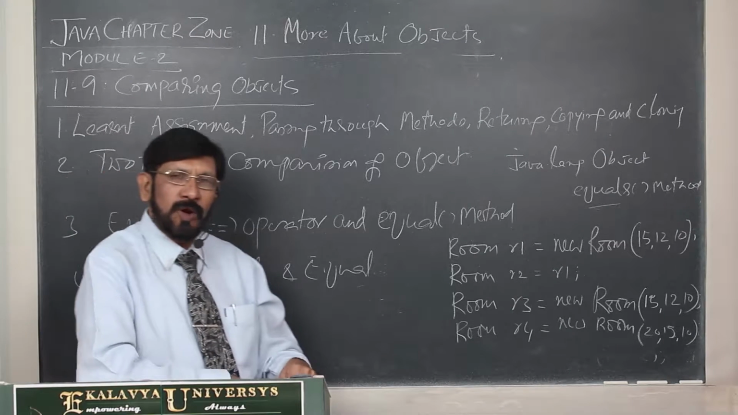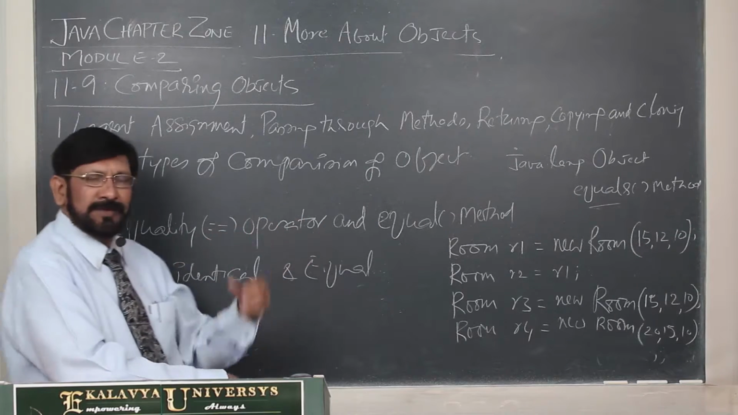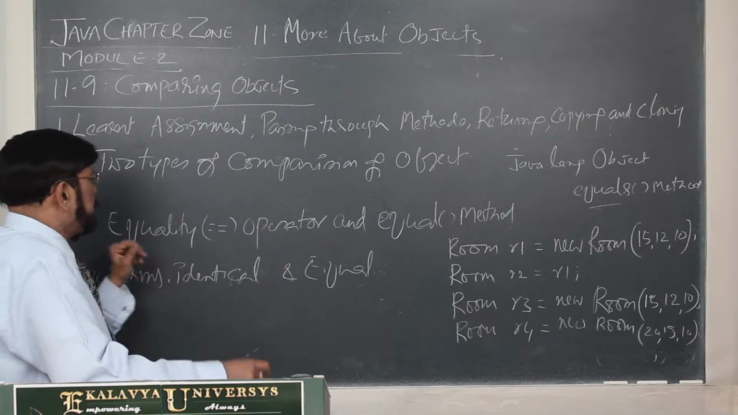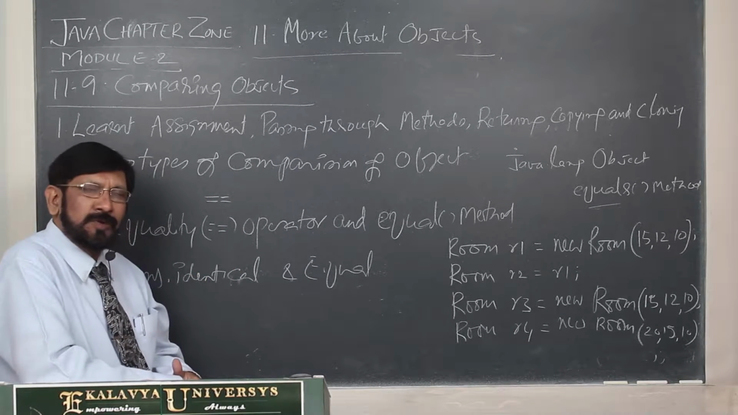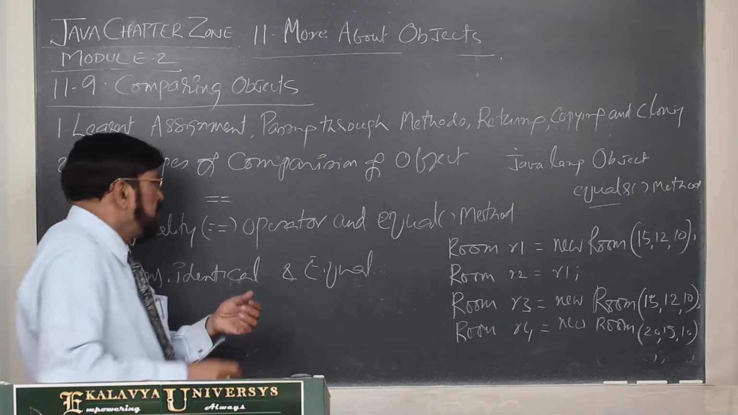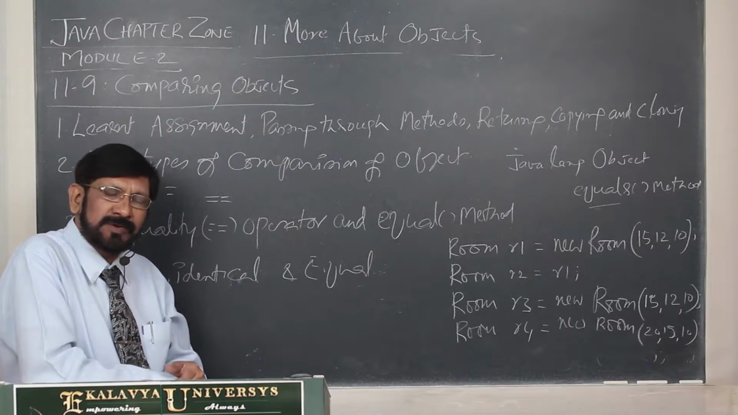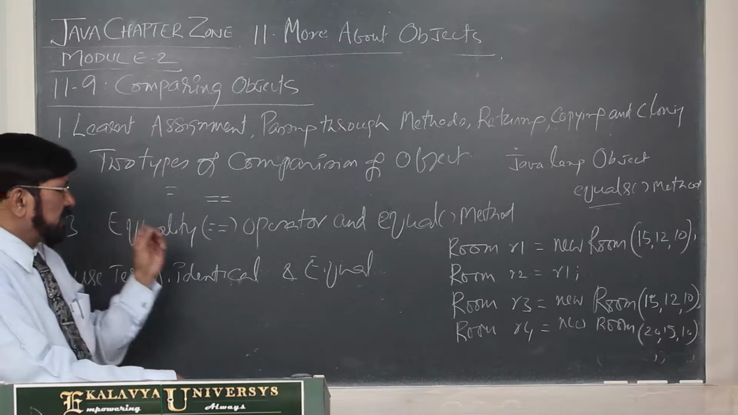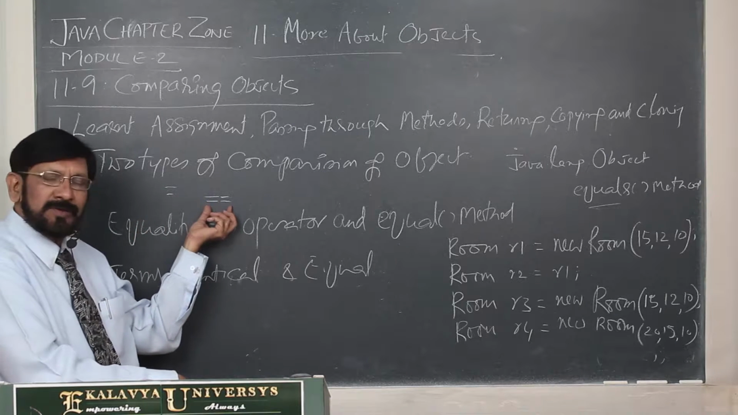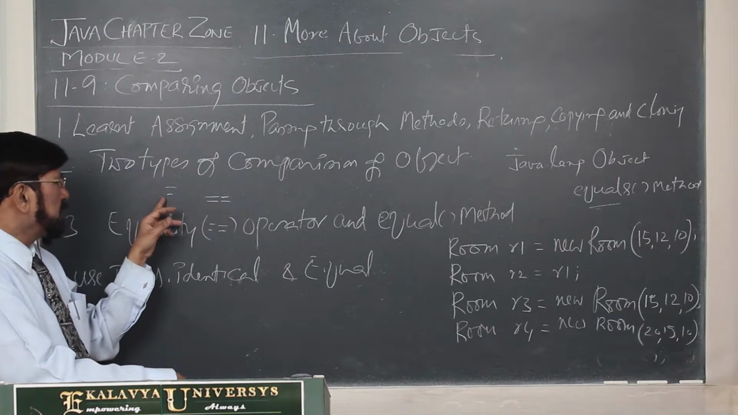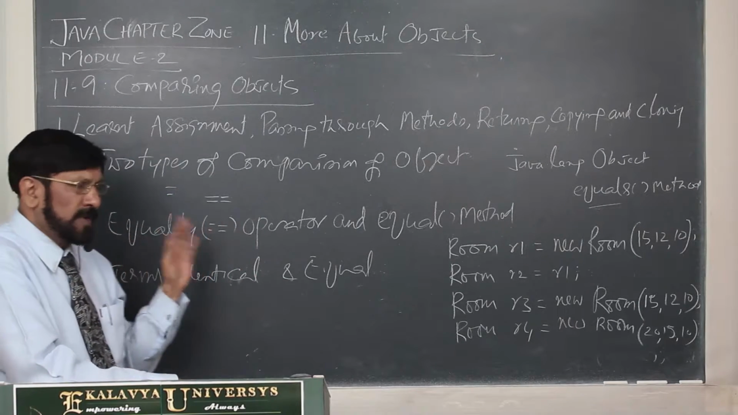For comparing two objects, we have two elements. One is the equality operator. Equality operator means double equal to. Earlier also I told you, the assignment operator we also normally call equal to. For the sake of differentiation, you call it single equal to and double equal to. Double equal to means equality, single equal to means assignment, for the sake of convenience. You should not be confused.